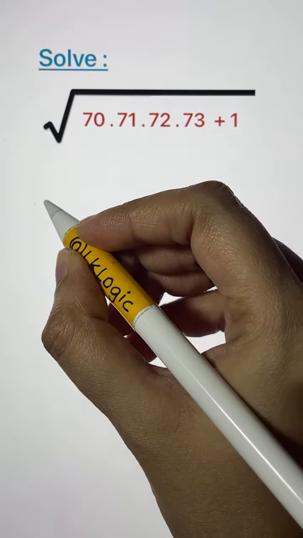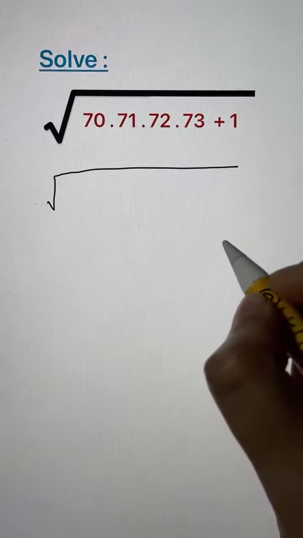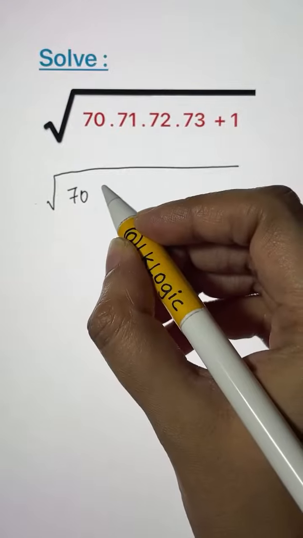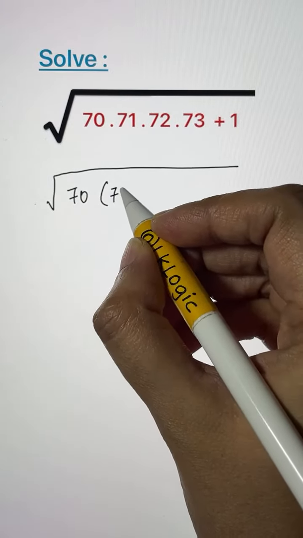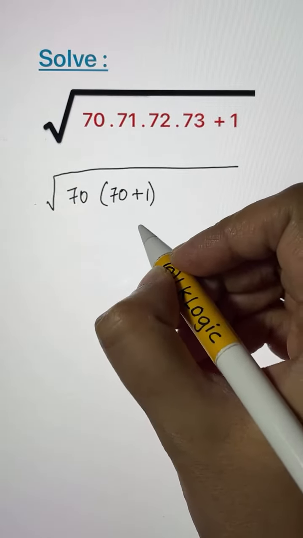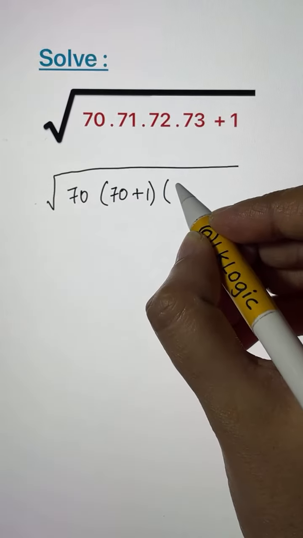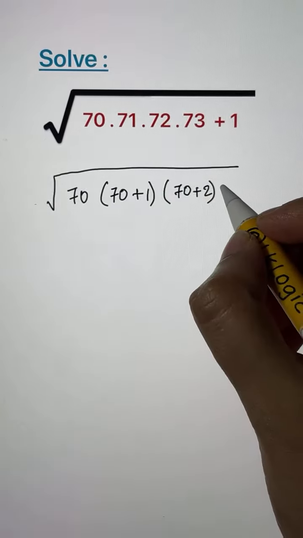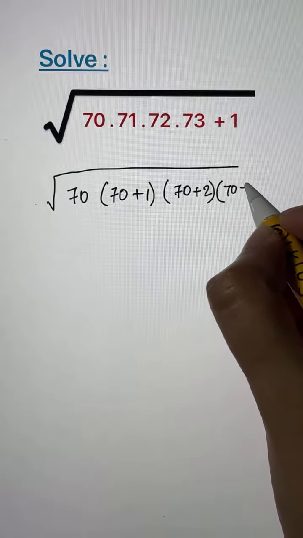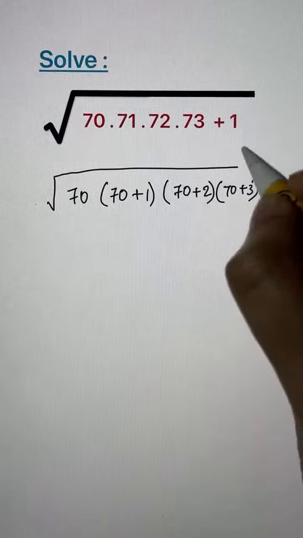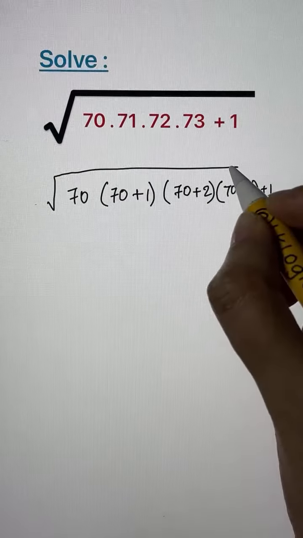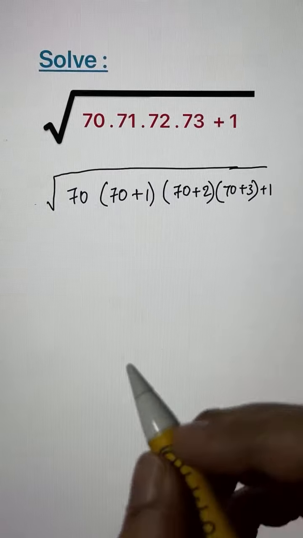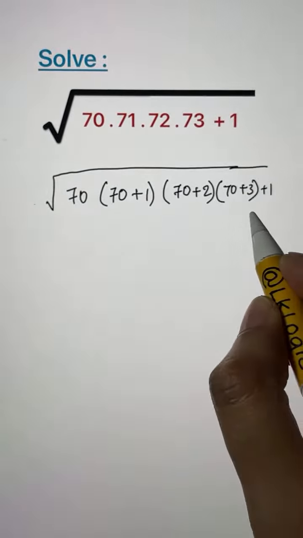So here, I'm just going to write it like this. Under the root of 70, I'm going to write it like that. 71 can be written as 70 plus 1. 72 can be written as 70 plus 2. And 73 can be written as 70 plus 3. And then you have plus 1. I'll just write that out.